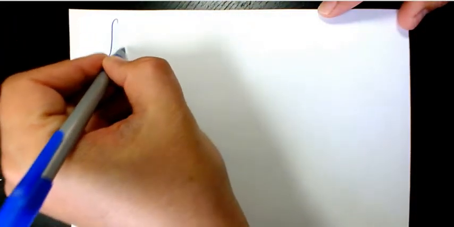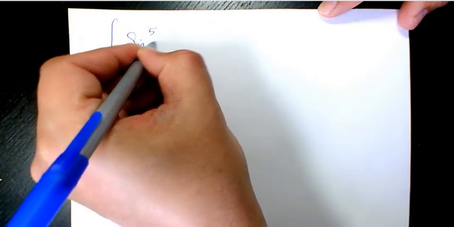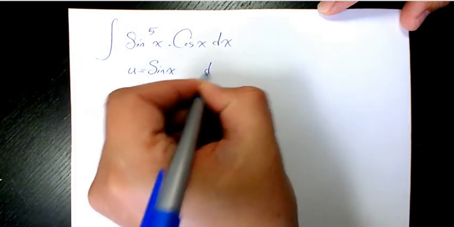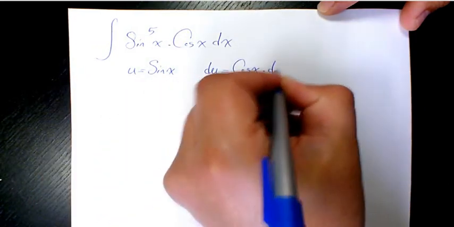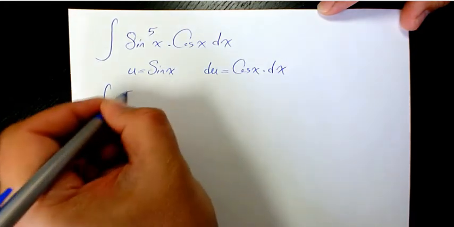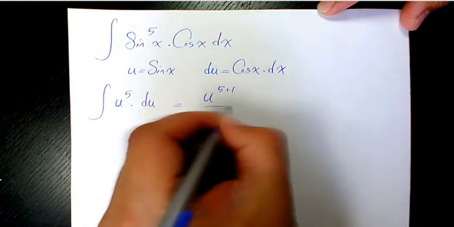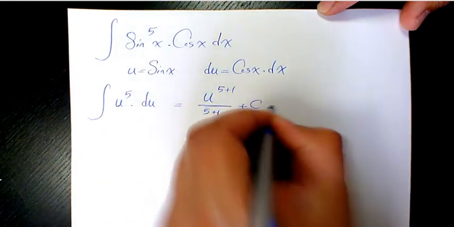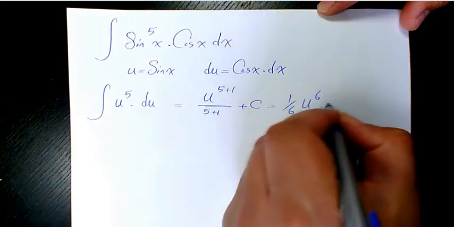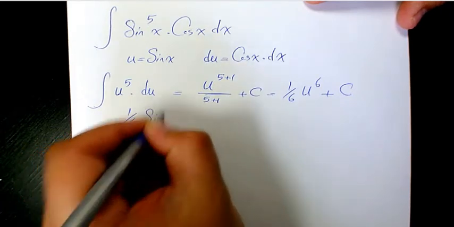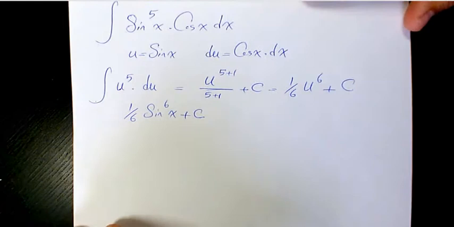Next question is going to be sine to the power of 5 x times cosine x dx. This is a little bit simpler. I'm going to have u equals sine x. So du is going to be cosine x dx. That's going to be u to the power of 5 times du. So when you integrate it, it's going to be u to the power of 5 plus 1 divided by 5 plus 1, plus c. So it's going to be 1 over 6 u to the power of 6 plus c. So that's going to be 1 over 6 sine to the power of 6 x plus c. That's the final answer.